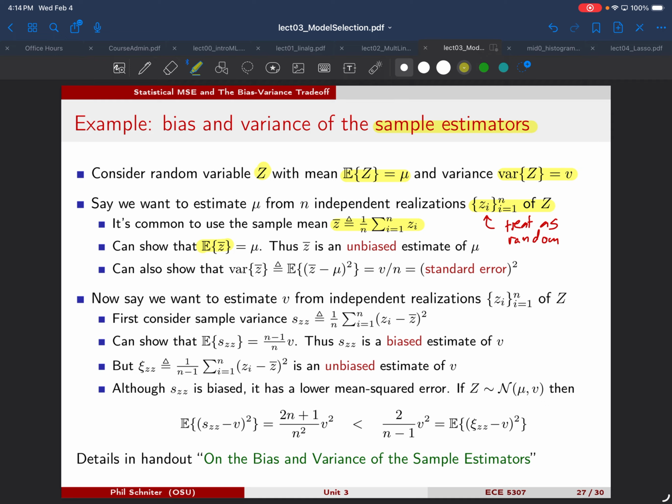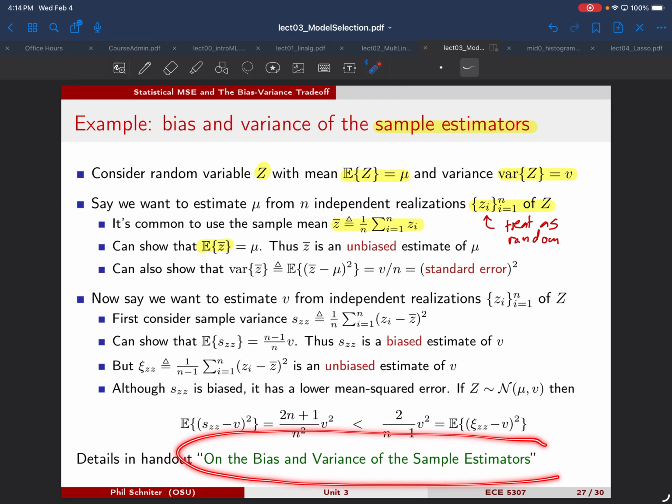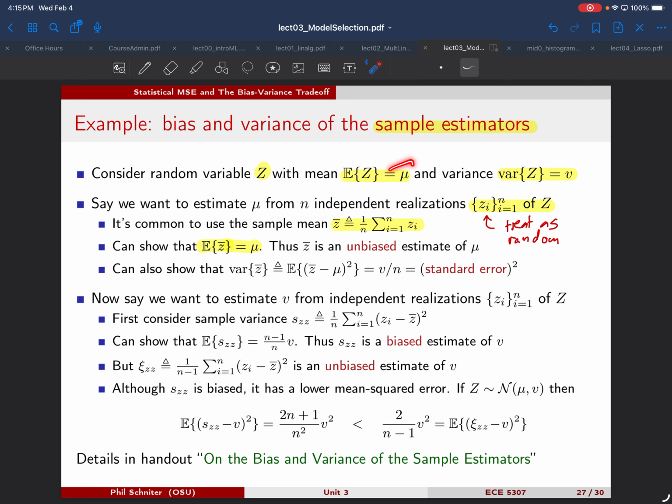All the details are in this handout, which you can click on this link. It's on the main course GitHub repository. I'm not going to go into the derivation, just because I'm running a little bit behind with these lectures. But it's easy to show, you could all do this, that if you look at the statistical average of the sample mean, it matches the truth. It matches the true statistical mean of Z. In other words, the sample mean gives us an unbiased estimate of the statistical mean. And that's a great thing, and this is one of the reasons why it is so commonly used.